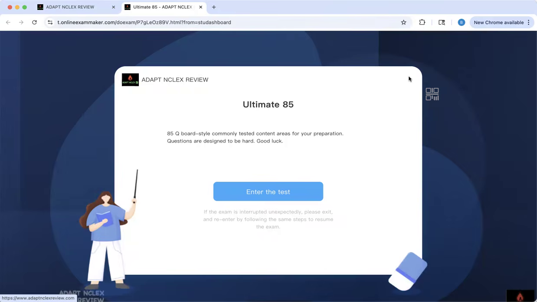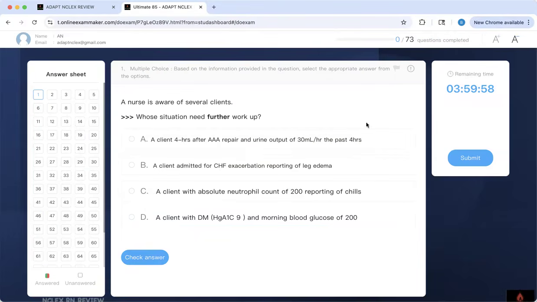Grab a pen and paper. Let's master this concept. If you get more than 65, you're on your way to passing. Let's get to it. First question, as usual, prioritization. You know how to approach prioritization. Use B#. Divide the question into two. Figure out what is being asked and what is the changing condition. That's all. And the nurse is aware of several clients whose situation needs further workup.